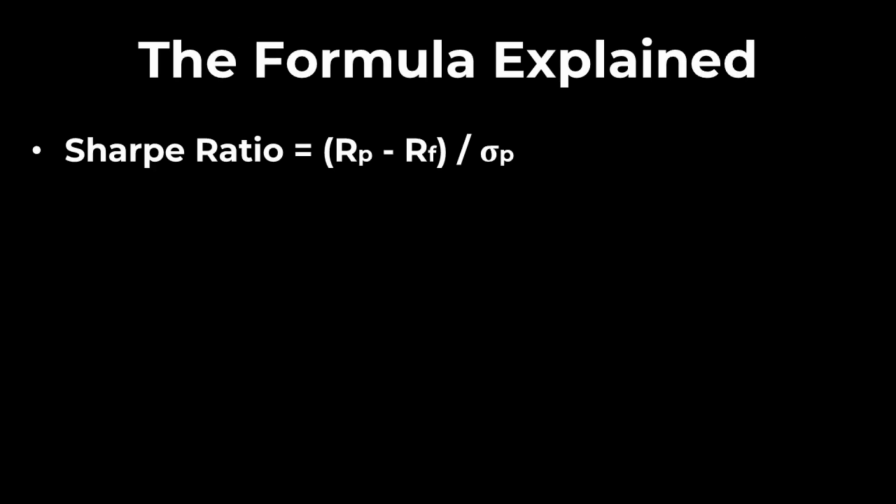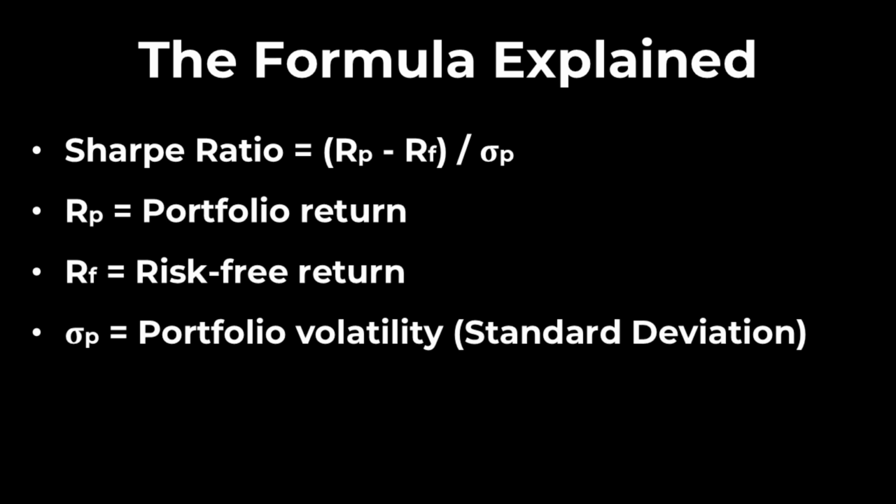Here's the formula. Sharpe ratio equals your portfolio return minus the risk-free rate, divided by your portfolio's volatility. Volatility simply measures how much your returns fluctuate. The higher the volatility, the riskier the investment.